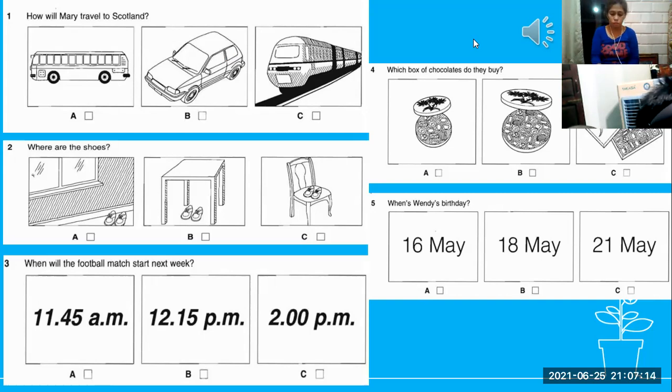Five. When's Wendy's birthday? Wendy, you're 21 on Saturday, aren't you? No, my birthday's on May the 18th. Well, Saturday is the 18th. No, it's not. It's the 16th.